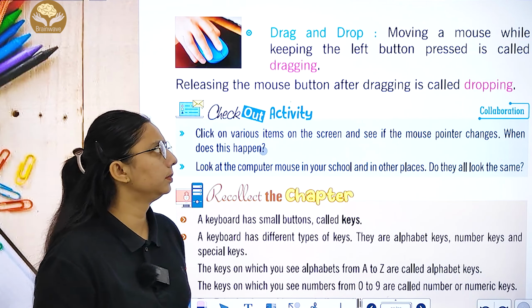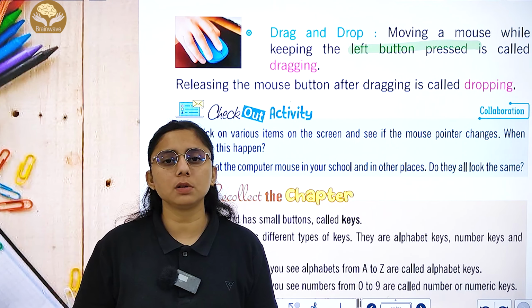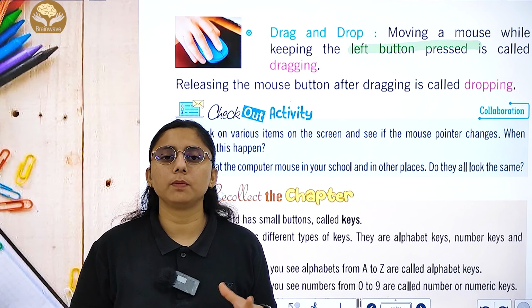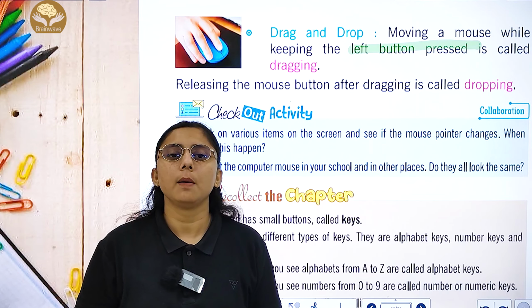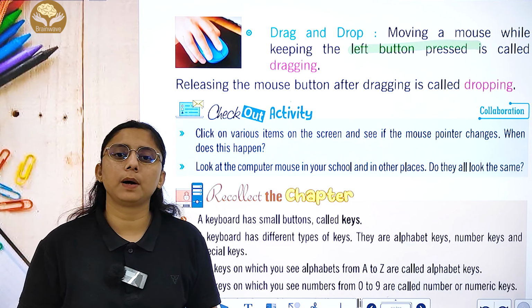In this chapter, I have told you about the activity you have to do yourself. I have told you about the keyboard and the different keys we have on our keyboards. Like we have some alphabetic keys, numeric keys, and special keys. Then I have told you about the mouse, what are mouse actions, what is mouse pressing, and what is the mouse pad. It is a soft cloth on which we keep our mouse.